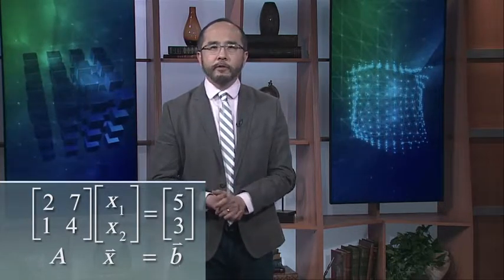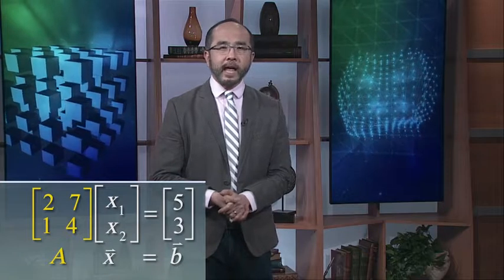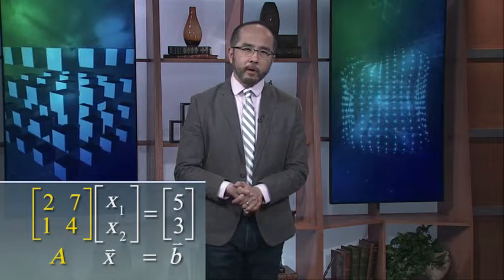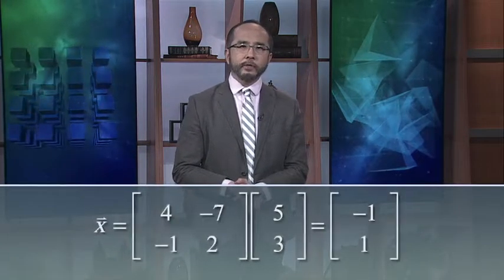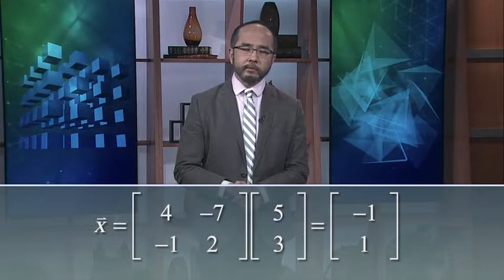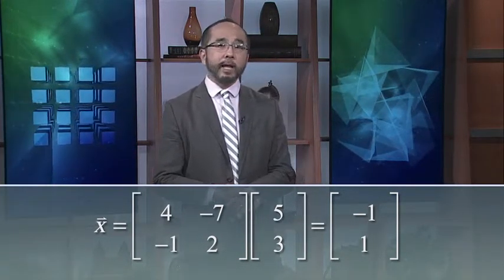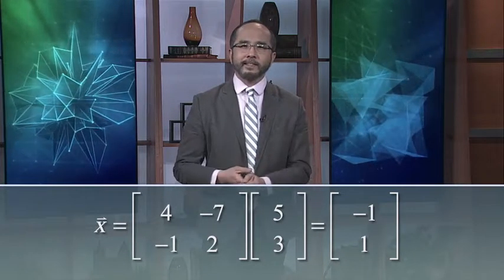Let's see what this means for the system of equations we started with, the matrix equation AX equals B, where the matrix A is 2, 7, 1, 4, and the vector B is 5, 3. The solution is obtained by multiplying both sides on the left by A inverse, which yields X equals A inverse times 5, 3, which equals minus 1, 1. Do you see it? We've solved for X.